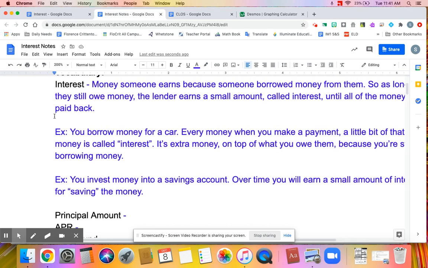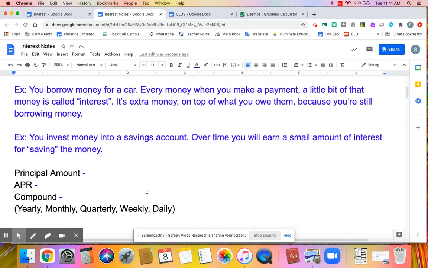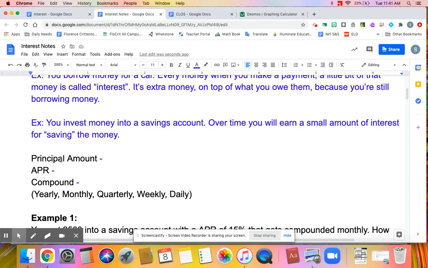There's some other big words we need to define, like, for example, your principal amount. Whenever you're working with money, the word principal means how much you start with. So it's just the starting. Principal is another word for starting.